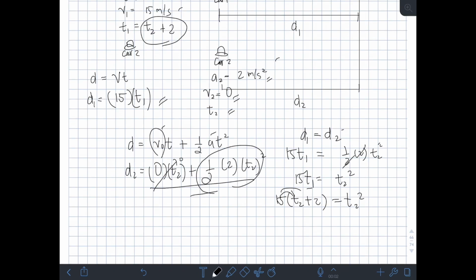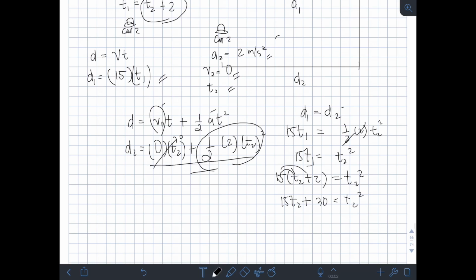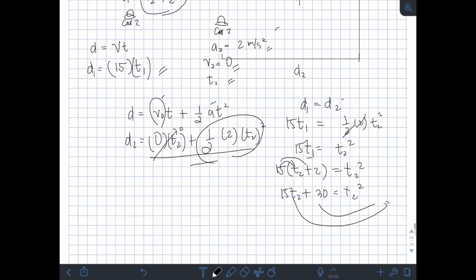So, substitute natin. 15 times T1 is T sub 2 plus 2 equals T sub 2 squared. Okay? So, distribute si 15. 15 T sub 2 plus 15 times 2 is 30 equals T sub 2 squared. So, quadratic equation. Transpose natin lahat dito sa right para naka-equate sa 0. So, T sub 2 squared minus 15 T sub 2 minus 30 equals 0. Okay? So, gamit na lang tayo dito ng calculator to solve for T sub 2. Yung mode 5-3 ng calculus natin, right? So, input nyo yung mga numerical coefficients, 1, negative 15, at negative 30.